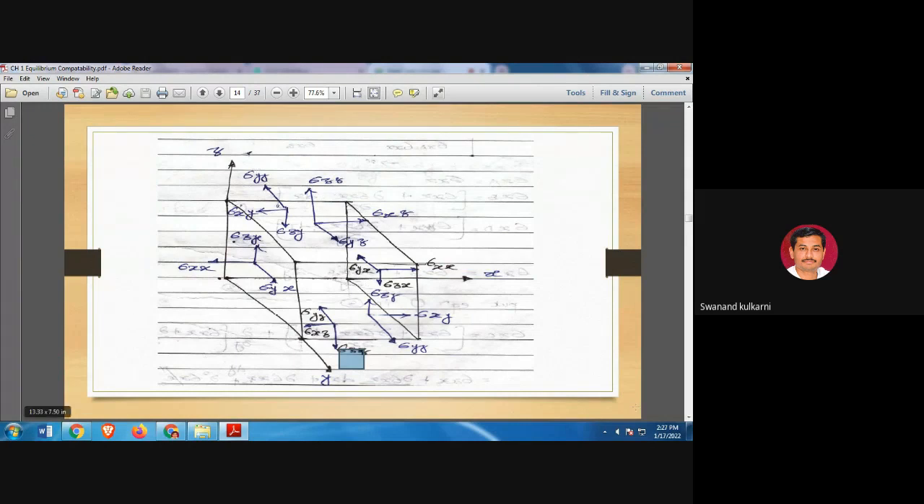Is it okay? These are the direct stresses and the components of those particular stresses along other directions.